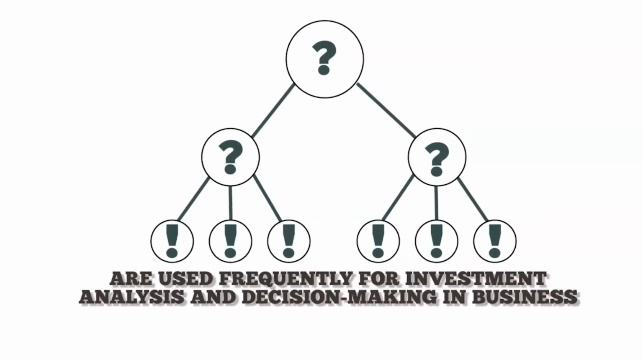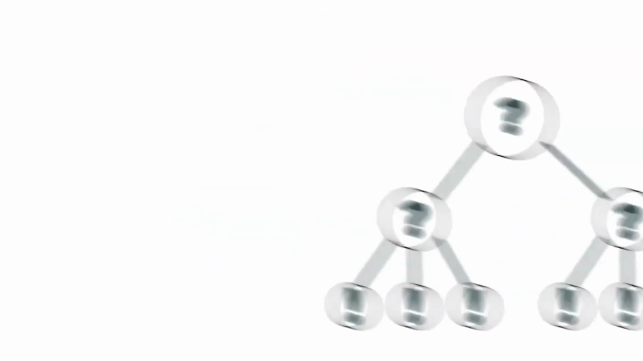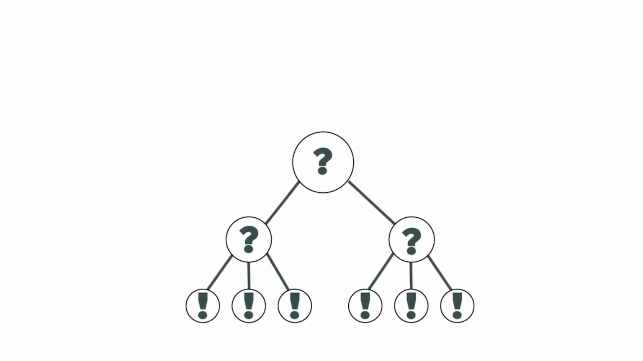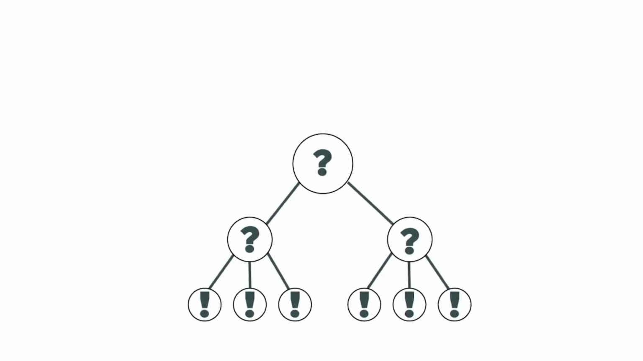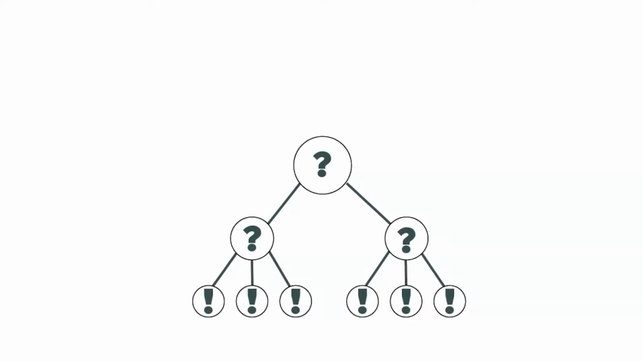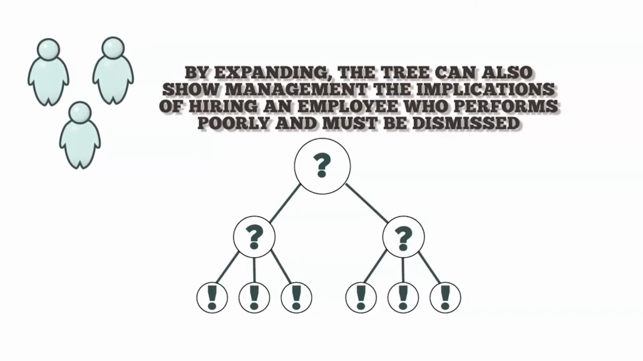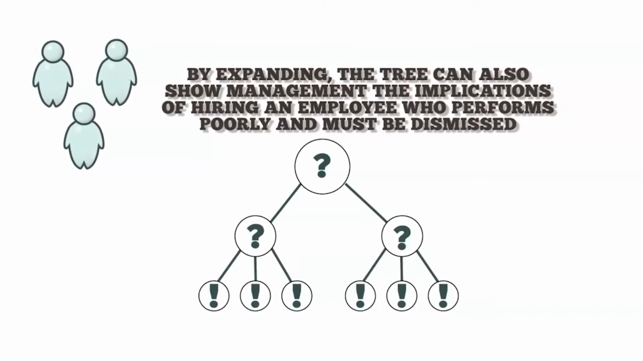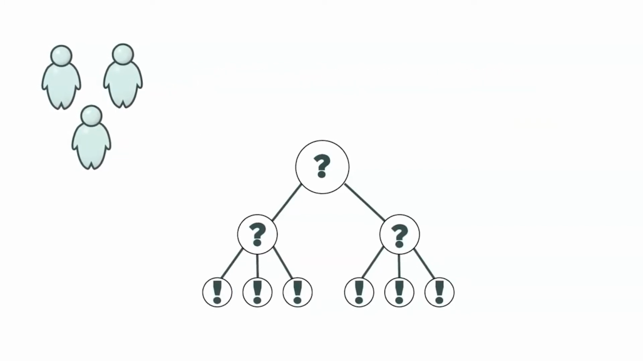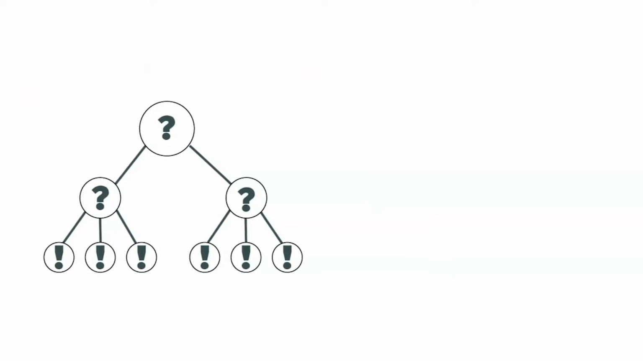Decision trees are used frequently for investment analysis and decision-making in business. A decision tree provides a comprehensive framework to review the alternative scenarios and consequences a decision may lead to. For example, a decision tree can explore the various issues associated with hiring new staff. By expanding, the tree can also show management the implications of hiring an employee who performs poorly and must be dismissed.